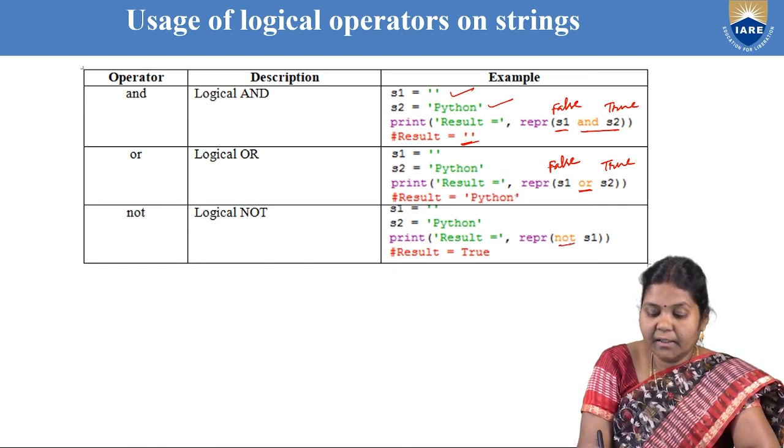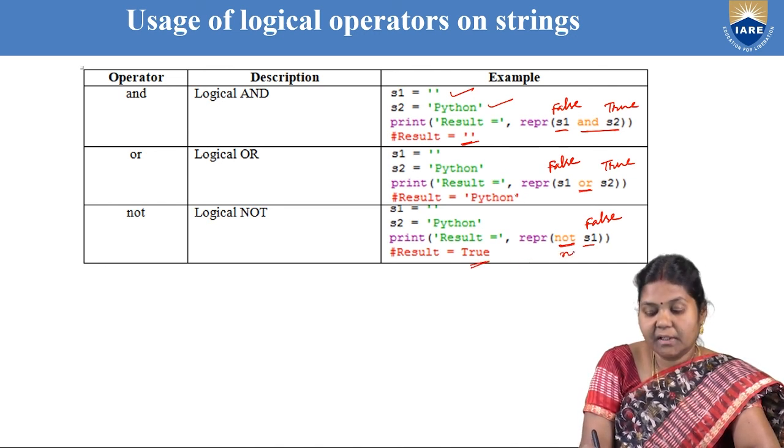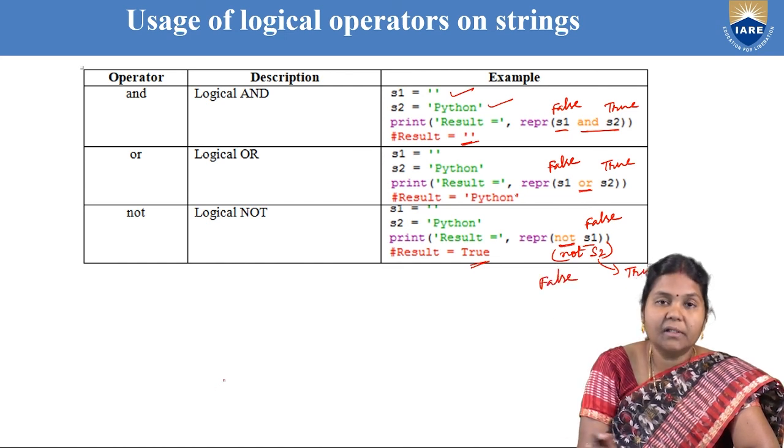Similarly, the NOT operator, NOT of S1. S1 is false, so NOT of S1, the negation of S1, is always true. Similarly, you can try NOT of S2 also. S2 is already true, it's a valid string, so NOT of S2 will return false. This is the way the logical operators can be used in strings.